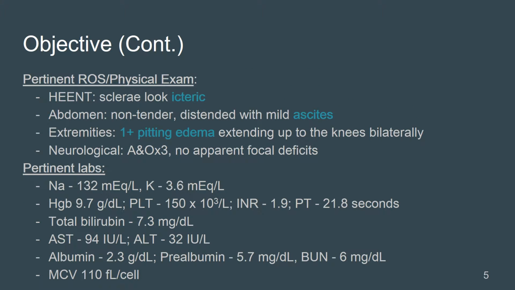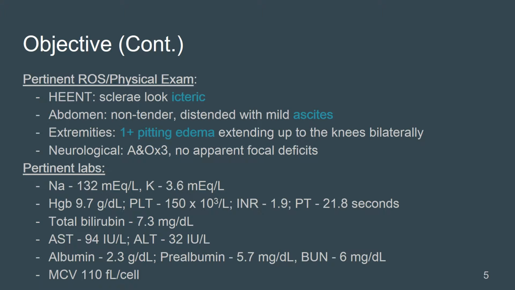Continuing on with his objective information, he did have scleral icterus on physical exam, as well as mild ascites and 1+ pitting edema. However, he was A&O ×3 and showed no apparent focal deficits. With his labs, his sodium was a little low at 132, but his potassium was still normal despite the amount of vomiting that he was experiencing.